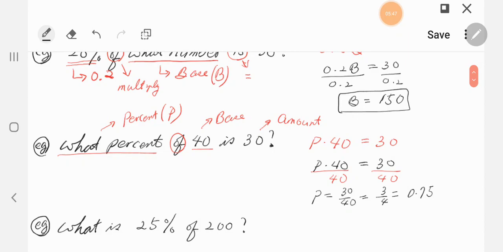Now we got the percent value, 0.75. We have to convert this into percent. We want to show the number in percent, so that is 75%. So that's the answer. 75% of 40 is 30. Always convert into a percent. That's important.